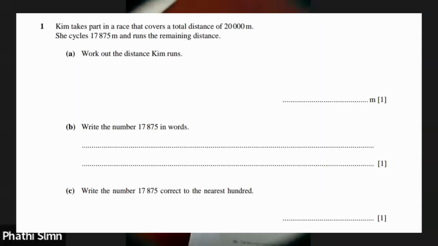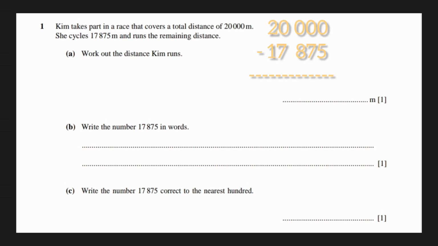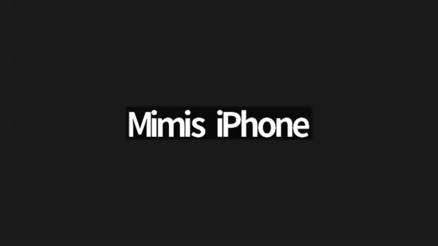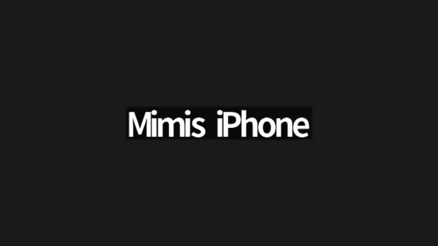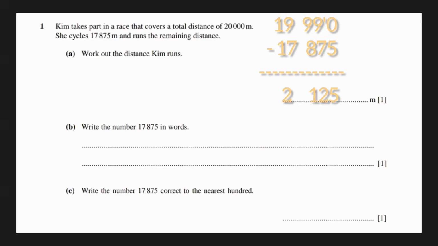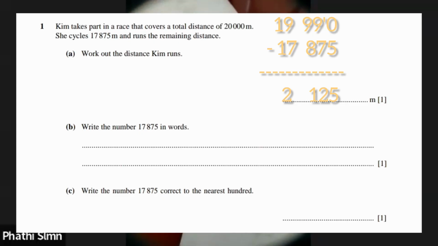How are we going to calculate the remaining distance? What do we do? You minus. Yes, let's separate quickly, guys. Some of us already have the answer. Okay, what's the answer? It's 2,125. Very good.